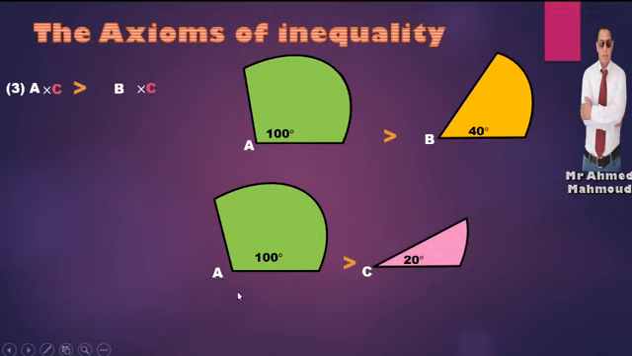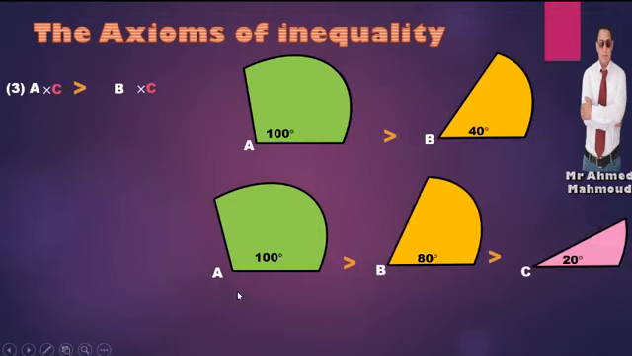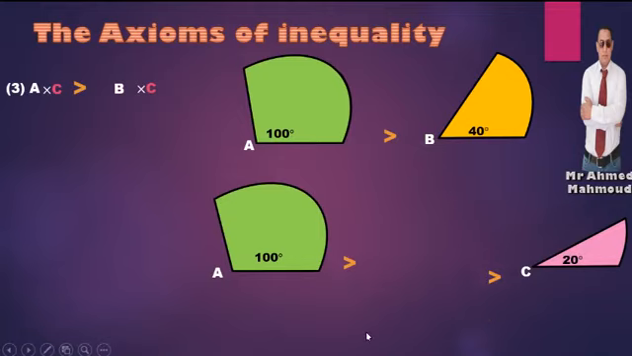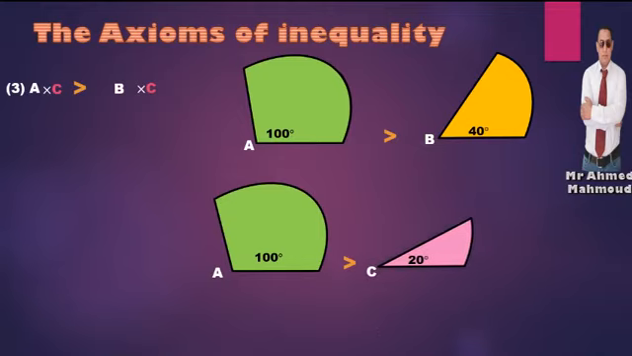Again, if A is greater than B and B is greater than C, then A is greater than C, as we see. Briefly, A greater than B and B greater than C, then A greater than C. And this is the axiom of the inequality.